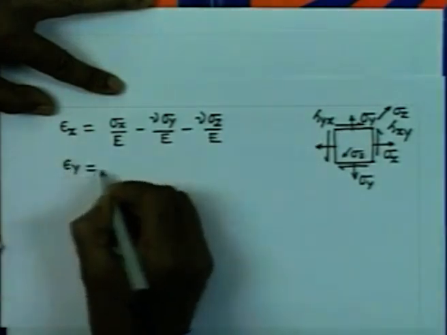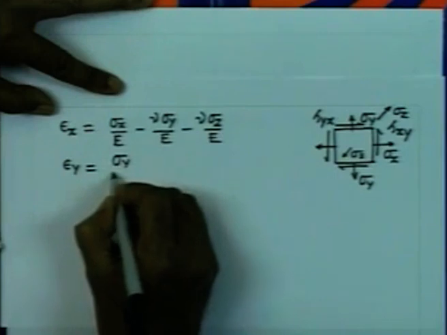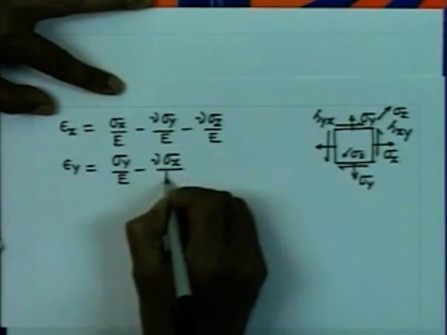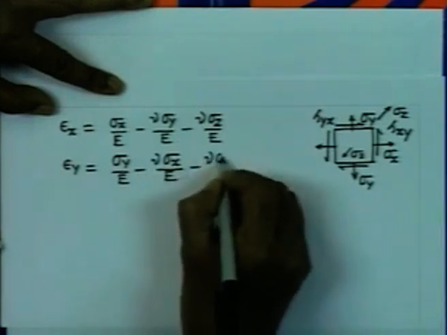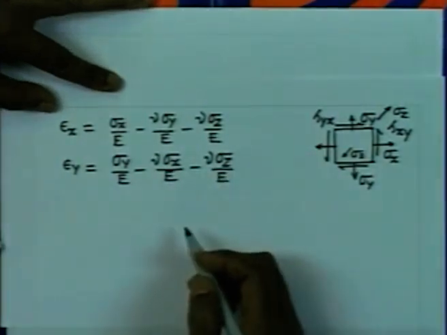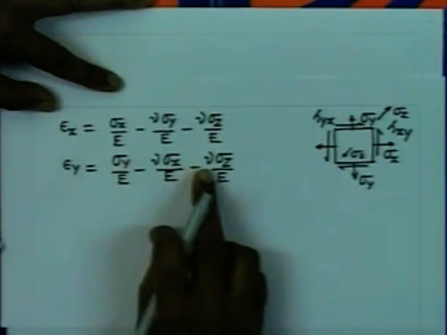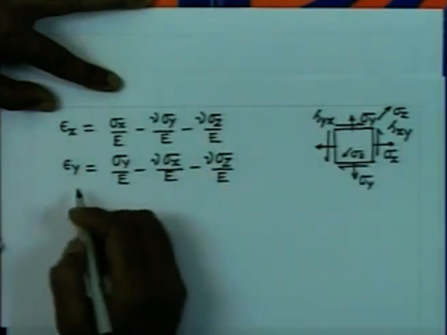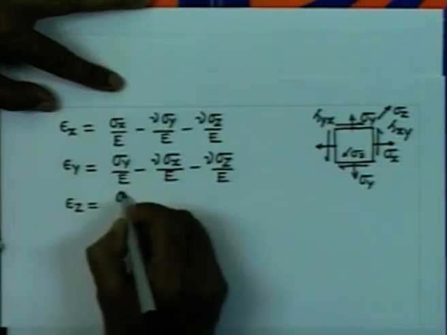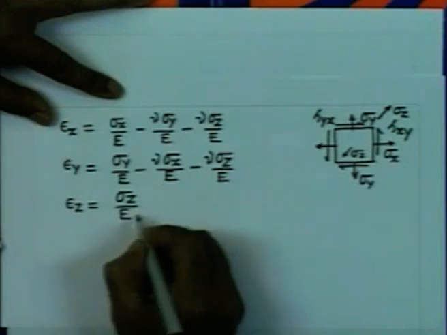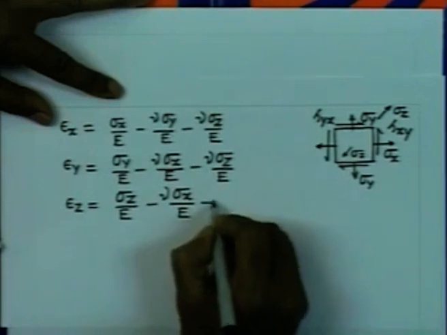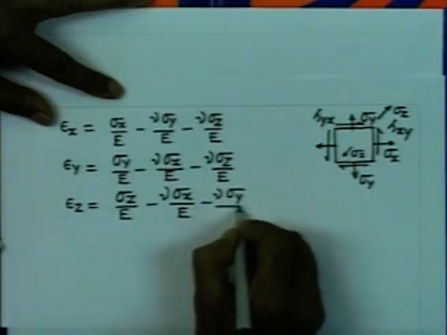Epsilon y is going to be sigma y by E minus nu times sigma x by E minus nu times sigma z by E, where nu and E are Poisson's ratio and modulus of elasticity respectively. Similarly, epsilon z is equal to sigma z by E minus nu times sigma x by E minus nu times sigma y by E.